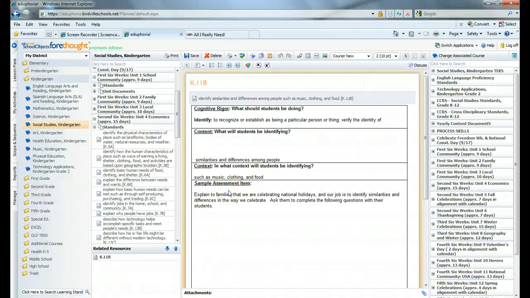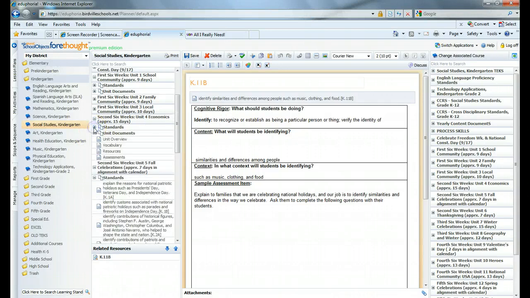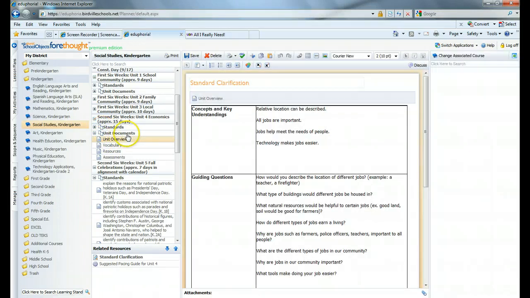Welcome, kindergarten teachers. Today we are going over your second 6 weeks, and we are going to do a curriculum preview. I want to show you a few things that I've added in. First off, when you look on your screen, you're going to see something right here called a unit overview. It's under your unit documents.